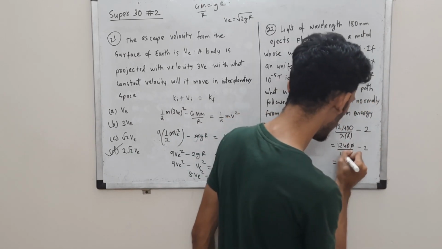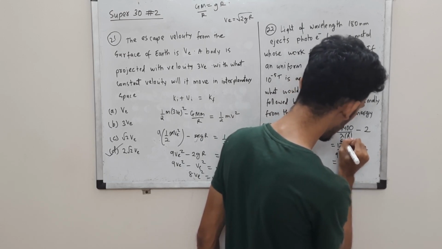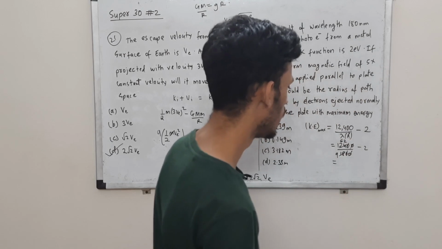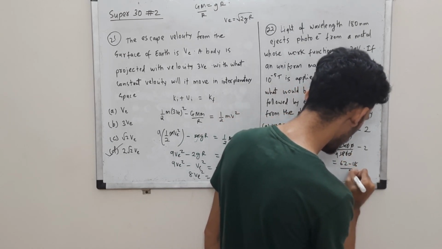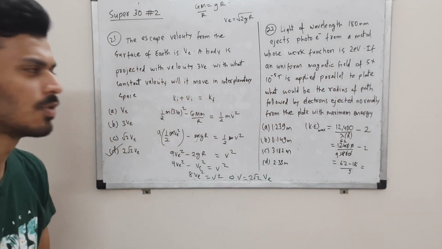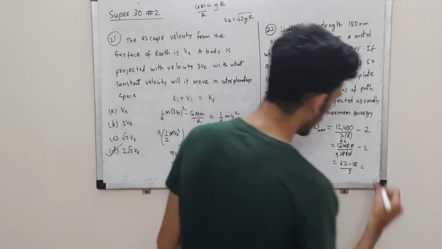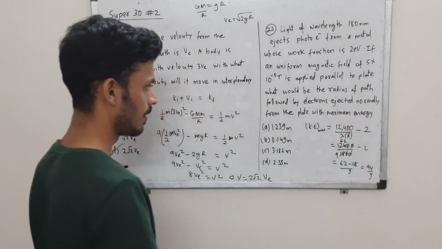This is, I think, 62 by 9, so 9 twos are 18. 62 minus 18 by 9. Okay, 62 minus 20 is 42, 42 plus 2 is 44 by 9. Okay, so 44 by 9. So that is your maximum kinetic energy.